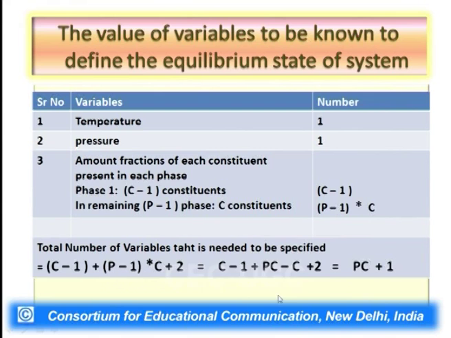Therefore, you can easily see that when we consider that constituent number 1 is not present in phase number 1, it leads to a decrease in the total number of variables which are required to be specified by 1. When all the constituents were present in all phases, the total number of variables was PC plus 2. Now, when constituent number 1 is not present in phase number 1, you have just one less variable to be specified in this system, that is PC plus 1.